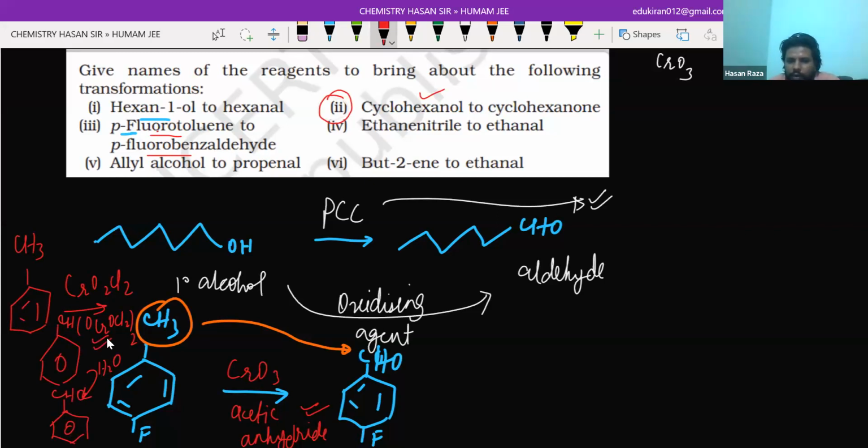Yes, sir. From toluene to benzaldehyde, and this is your toluene. If you use fluorine here, it will be the same. Fluorine, you are just going to take this one, followed by the same thing. Austin, what about you? Yes, good.